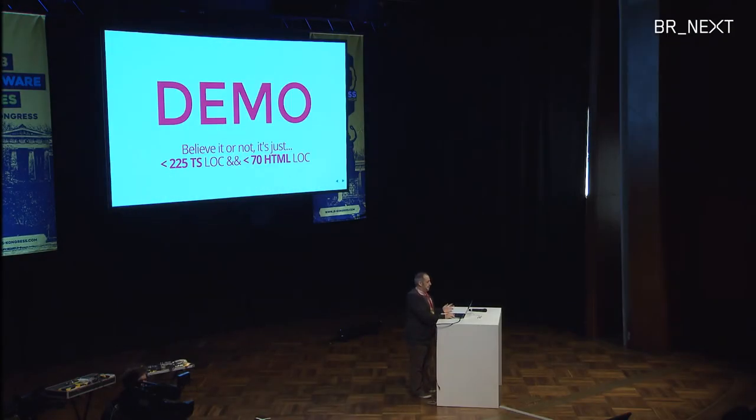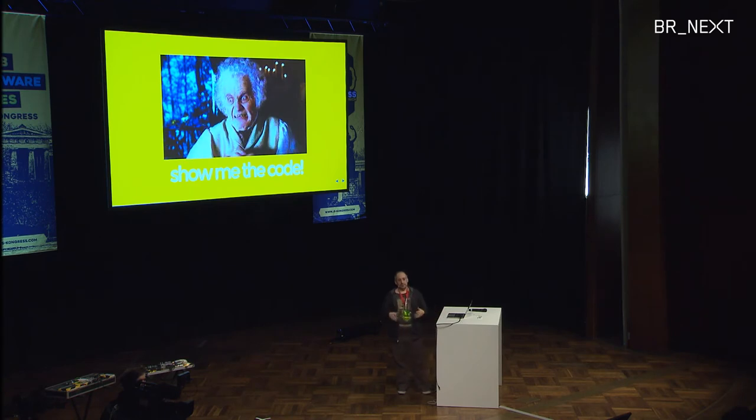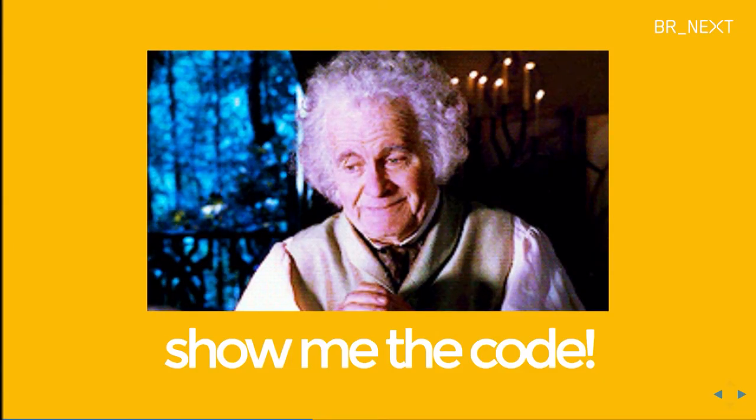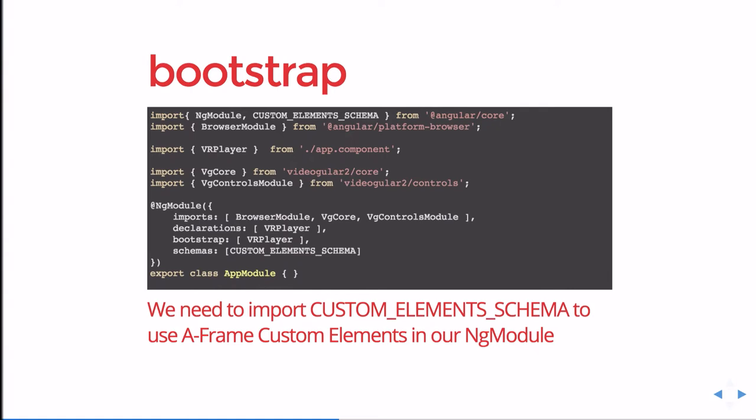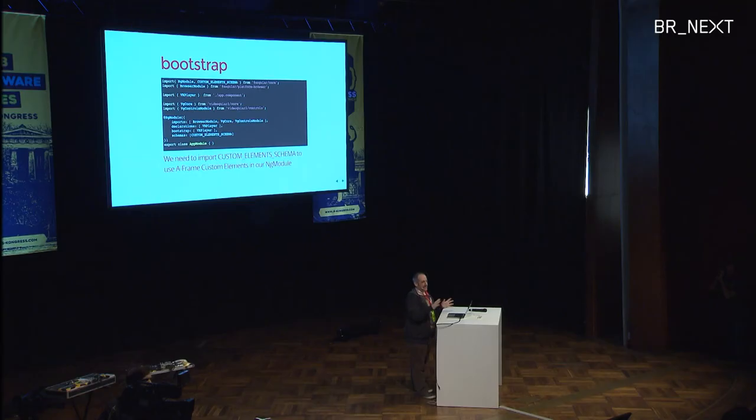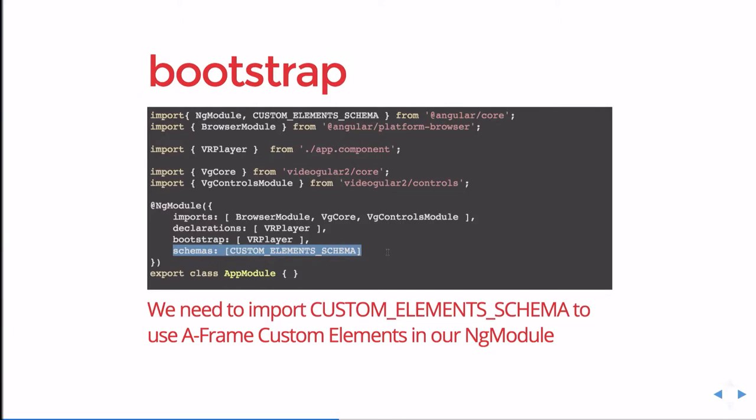So probably you are okay. Just show me the code. Stop talking, man. So, somehow to do this with Angular 2, I mean, you will see that you can probably do that in slightly different ways with other frameworks or whatever. In Angular 2, we need to add the custom elements schema here, just to say to Angular that there are some components that are not from Angular, but from another framework.